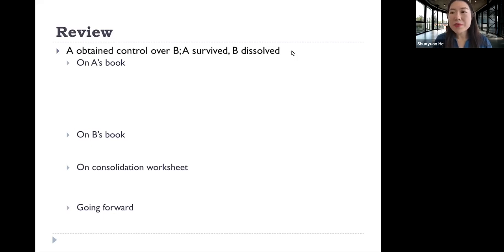In the previous chapter, we talked about how to do consolidation at the date of acquisition. Specifically, we broke down the cases into two situations. The first situation is, for example, firm A obtains control over firm B. A survives, B dissolves. So this is the dissolution case.